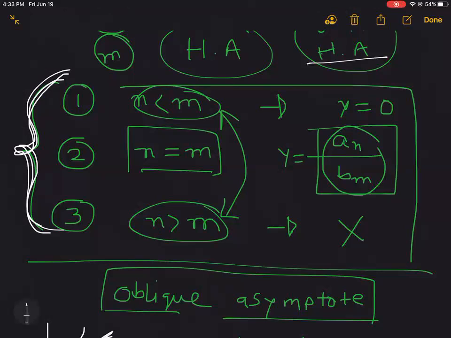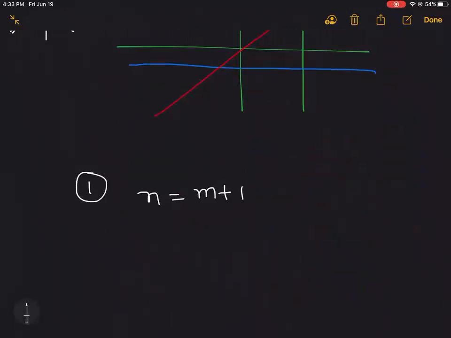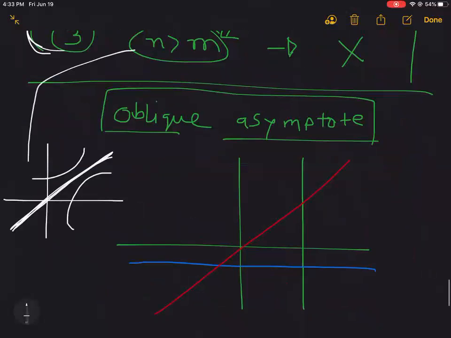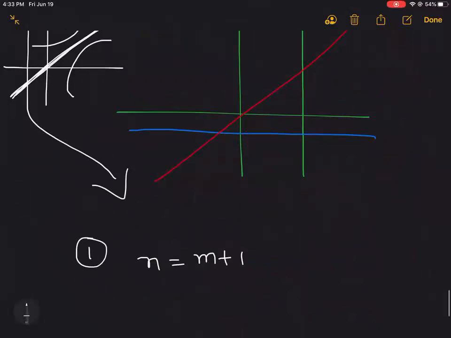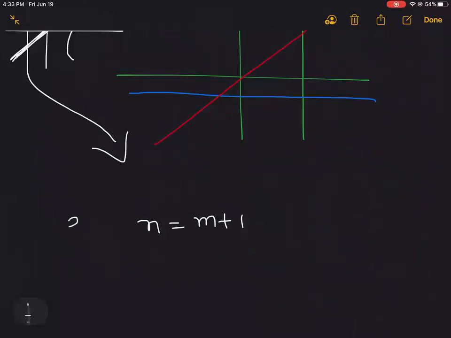So, for n equals m plus 1, we can actually say that this is a subdivision of this. So let's say we can define this as 3a. That would be better, because for n greater than m, we can actually subdivide it into two parts.